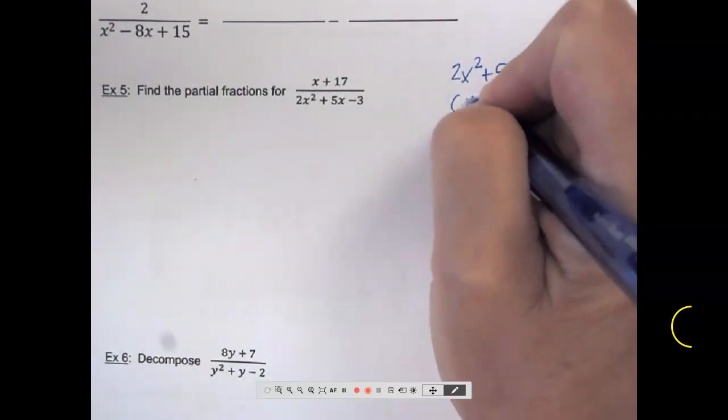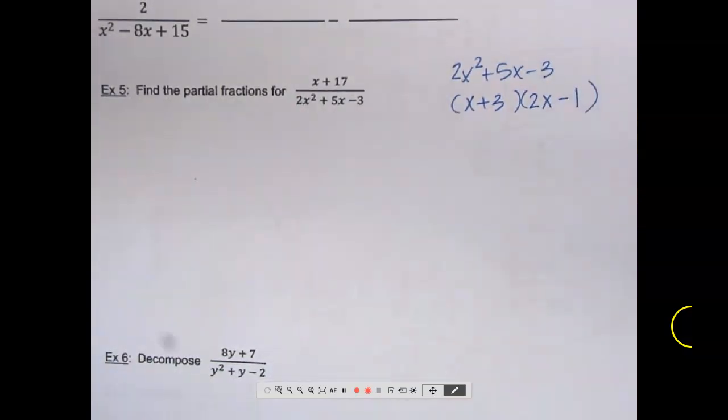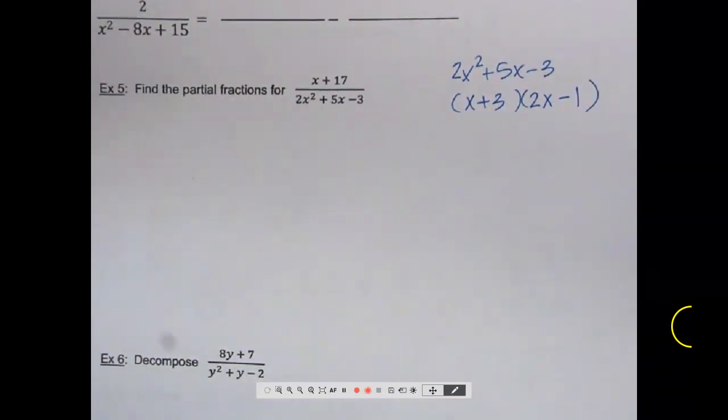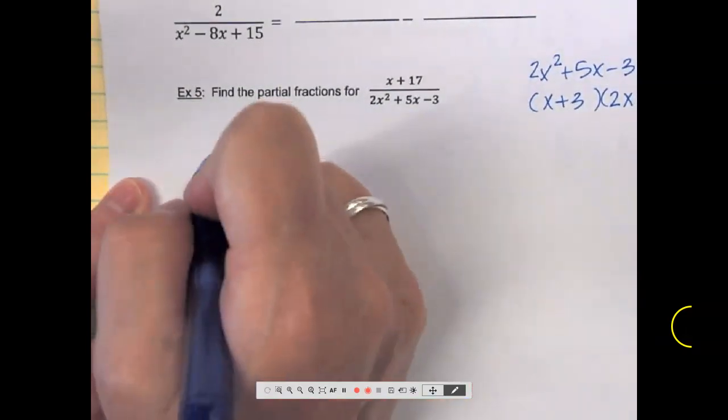All right, what are my factors? X plus 3 and 2x minus 1. All right, do y'all agree? Okay, you might have your 2x minus 1 first and then your x plus 3. I agree as well.